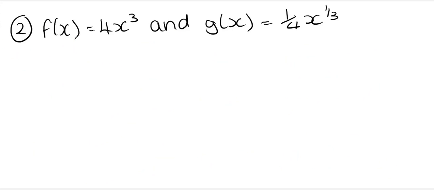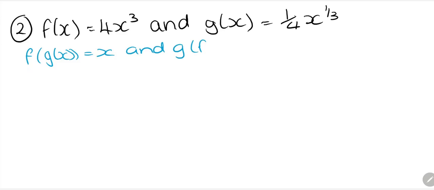Okay, question 2. So we have two functions, 4x cubed and a quarter x to the power of the 3rd, and we need to show that they are inverse functions. So we're going to take f of g of x and show that this is equal to x and that g of f of x is also equal to x. So let's take the first one.